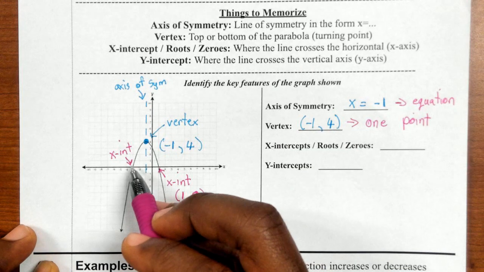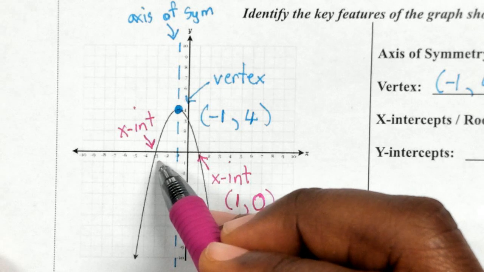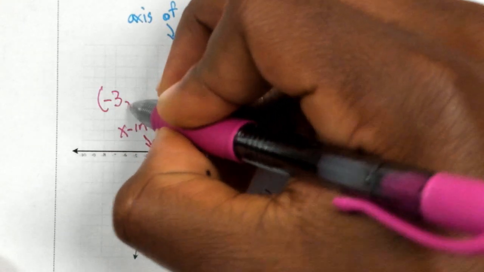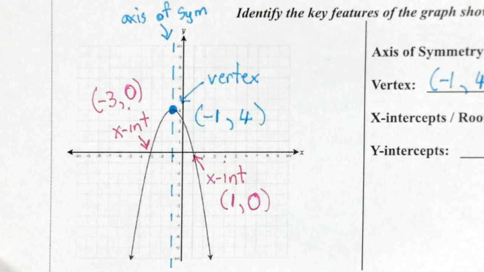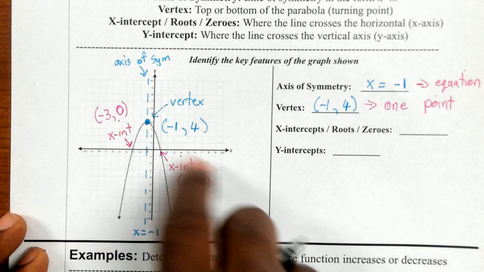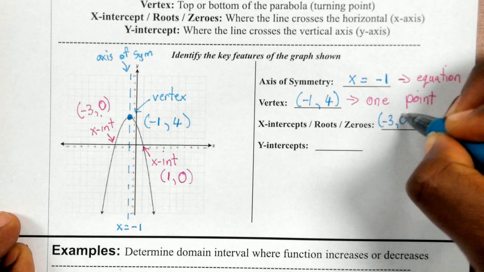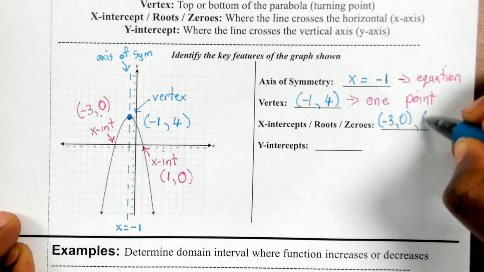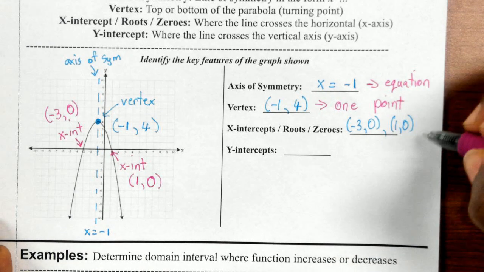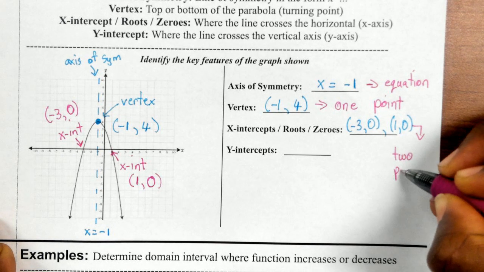What would the coordinate for this x-intercept over here be? It would be -3, 0. Good job, guys. So the coordinates will be 2 points, and those 2 coordinates would be -3, 0 and 1, 0. Because it's 2 coordinates, that means it's 2 points.